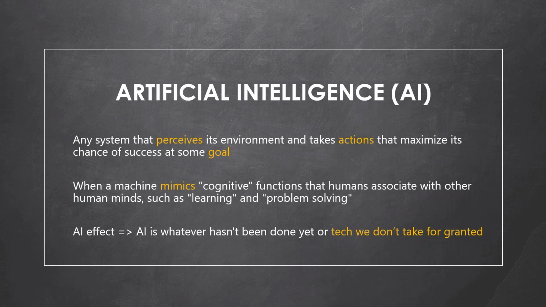Artificial intelligence. Unlike many people, I don't equate artificial intelligence just with deep learning. In fact, a more official definition is any system that perceives its environment and takes actions that maximize its chance of success at some goal. Again, there are everyday words in this definition that are highlighted in orange that give people the idea that these systems do more than they actually do in reality.